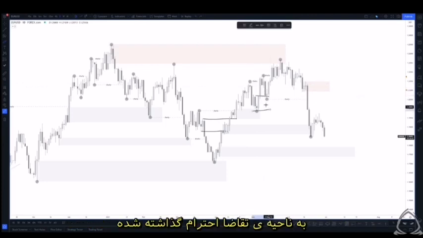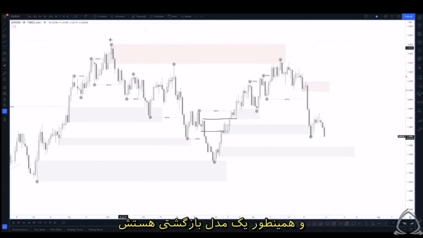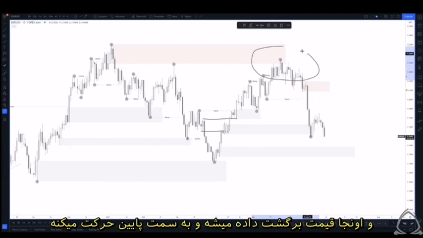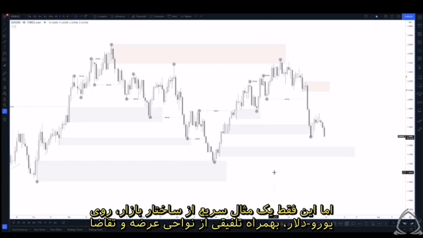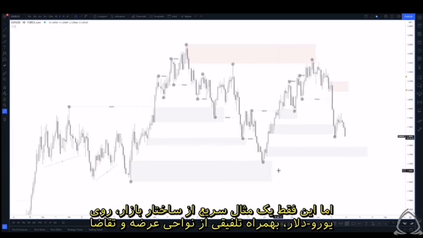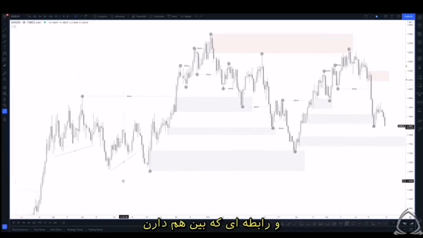We have a demand zone, the demand zone is respected, and price continues making higher highs until we tap into this supply zone that is more at the origin or the extreme of the move, and it's also a reversal model, and that's where we can see that price has now turned and is moving to the downside. But this is just a quick example of market structure here on Euro US dollar with some integration of supply and demand zones and the relationship that they have between each other.